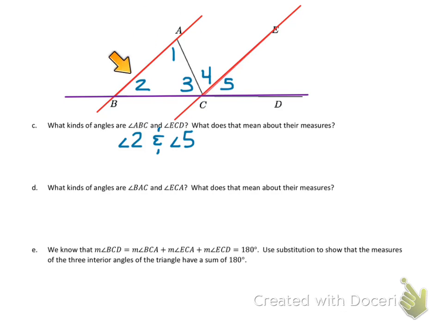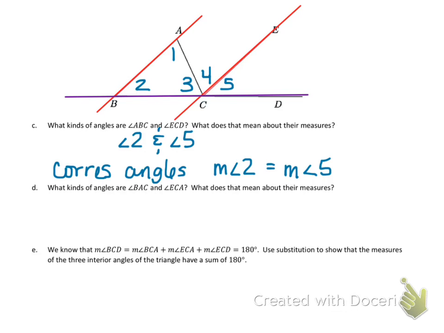Okay, so if my parallel lines are here, and my transversal is right here, this purple one, then angle 2 and angle 5 are in corresponding positions, right? They're on the same side of the transversal, and they're both on the same side of the parallel line too. They're both below their parallel lines. So these would be corresponding angles. Angles 2 and 5 are corresponding angles, and what we know about corresponding angles is that their measures are equal. So we know that the measure of angle 2 is equal to the measure of angle 5.